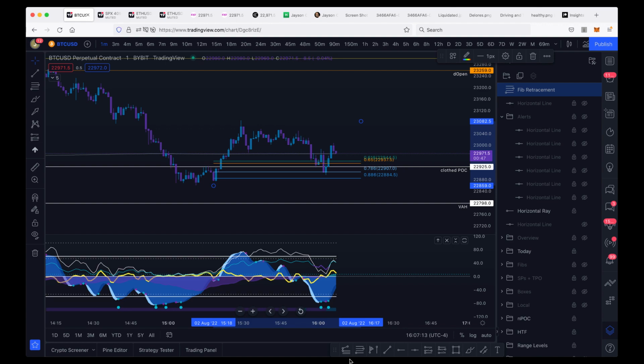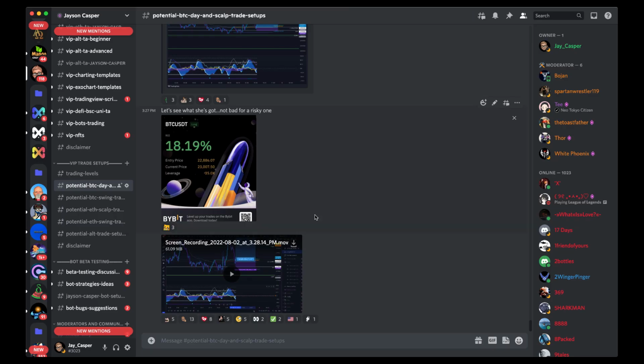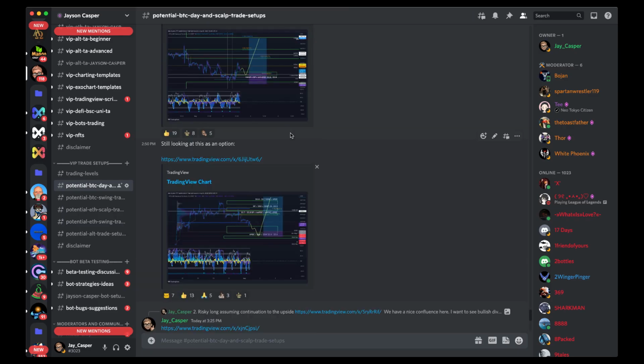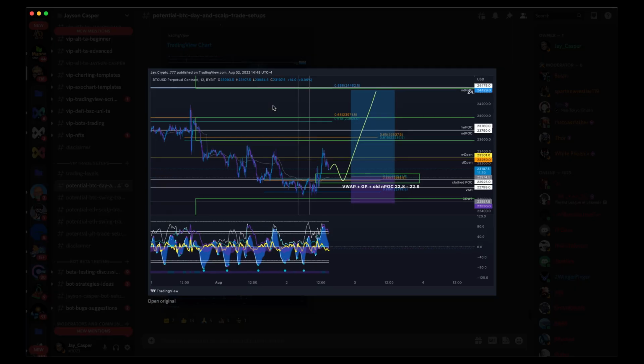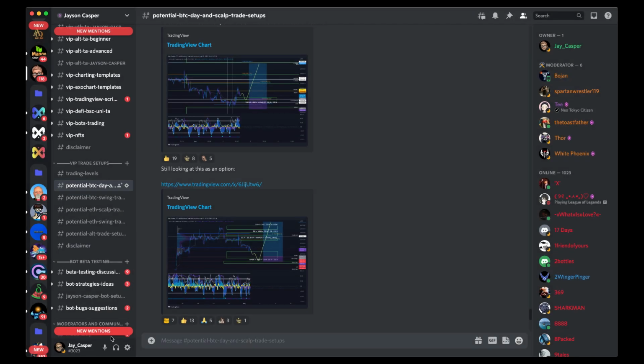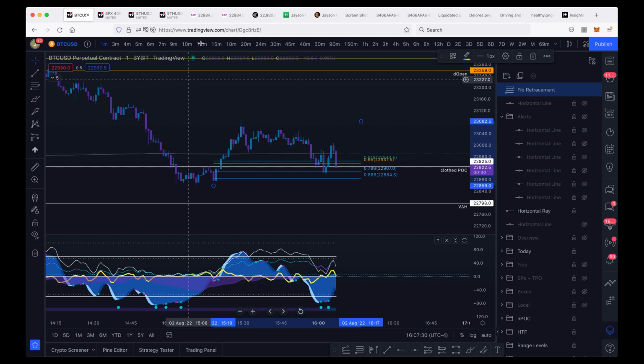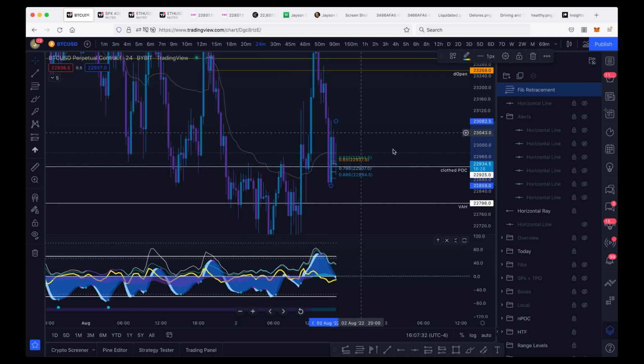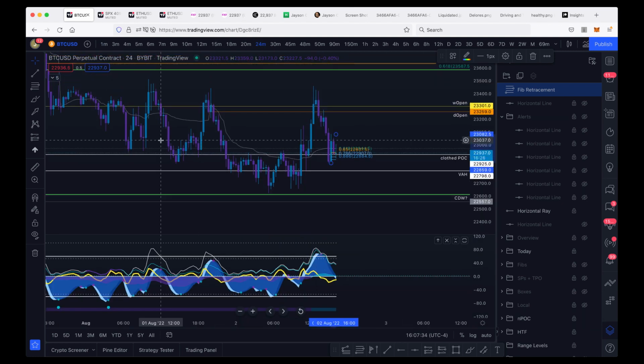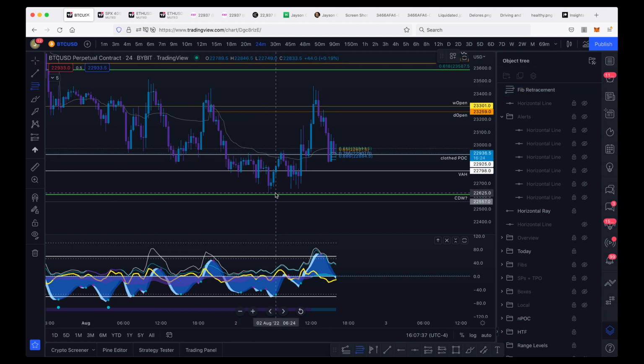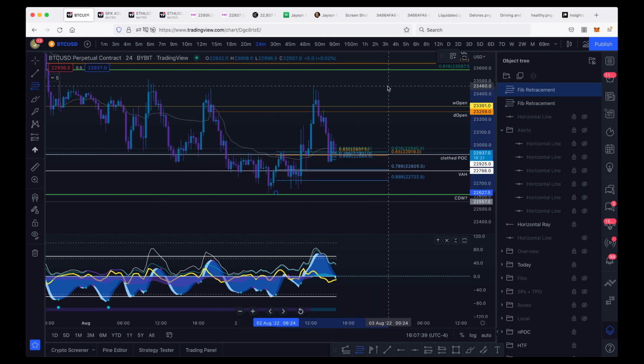So it all begins in the VIP Discord, where I posted this potential trade setup of taking a long from this golden pocket retracement near a high volume node near the VWAP at around 22.9K. Now, this was the Fibonacci golden pocket retracement from, well, let's go ahead and just pull our fib from this low that we put in earlier today to the high.